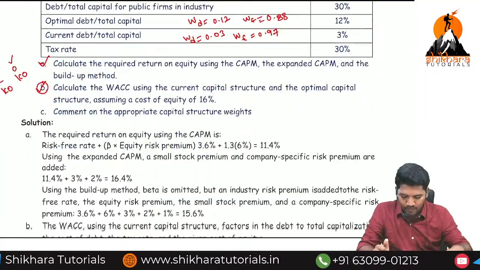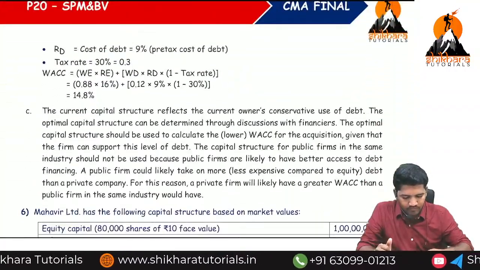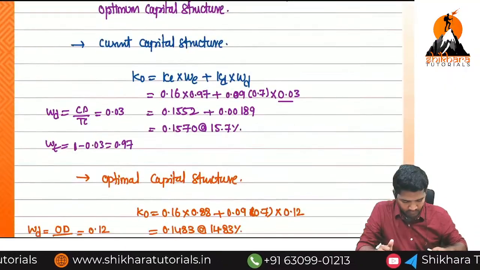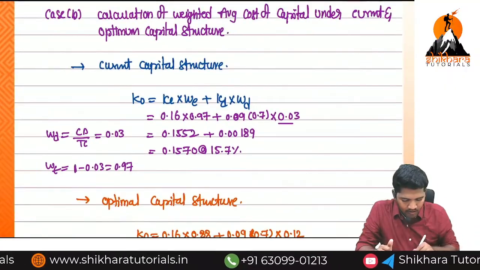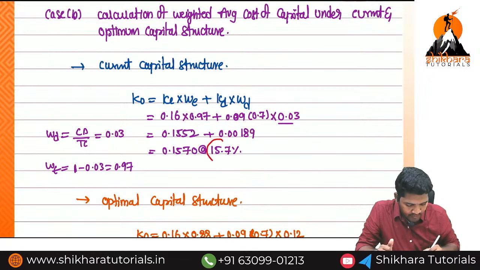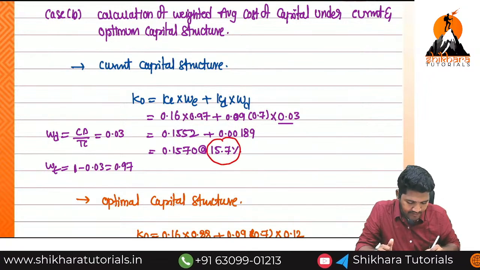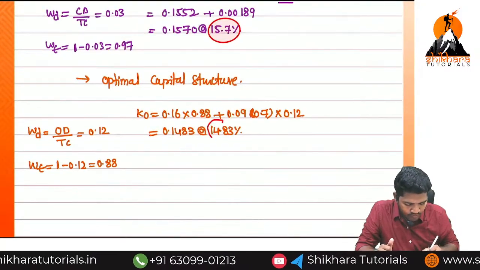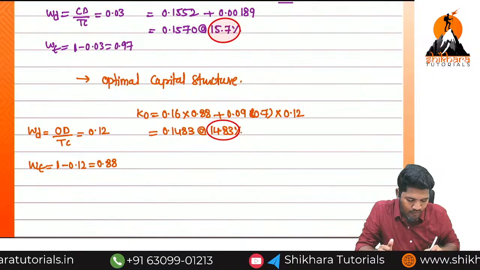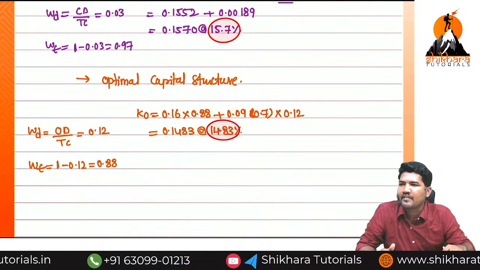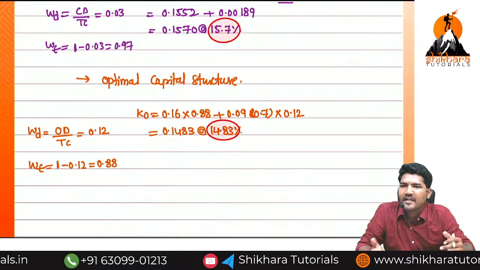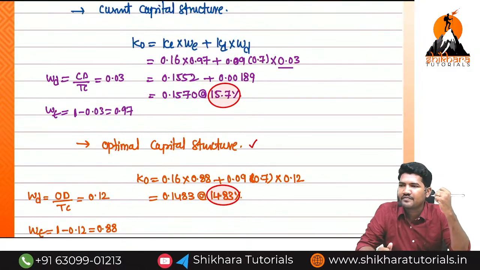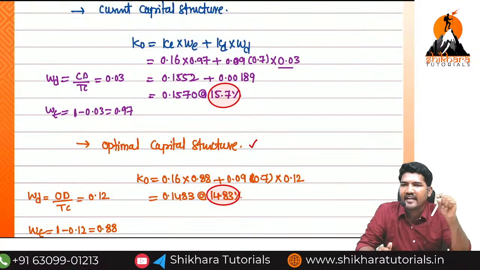Now, what is the current capital structure Ko? 15.7%. What about the optimal? 14.83%. How do you decide which one is optimal based on Ko? Where Ko is minimum, that is optimal. Hence proved, this is the optimal capital structure. That is how it is recorded theoretically.